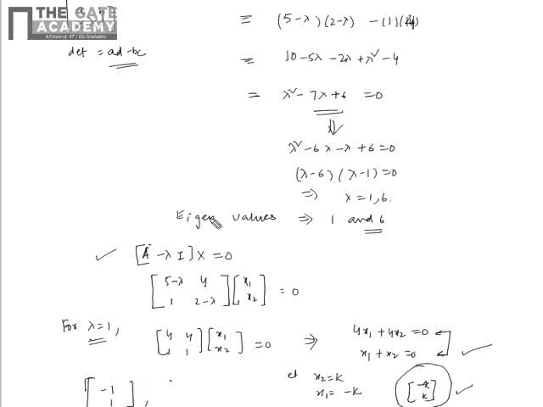And instead of 1 comma 1, I can take 2, minus 2. I mean, I can take k as, say, minus 2. So all these are eigenvectors. In standard form we represent it this way. That's why for a given value of eigenvalue there can be many eigenvectors.